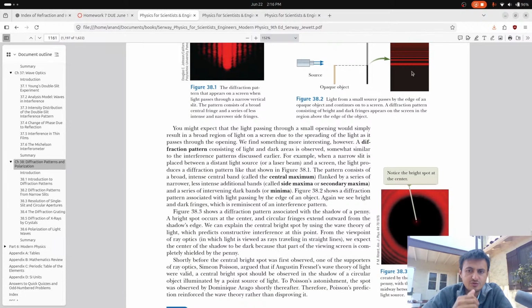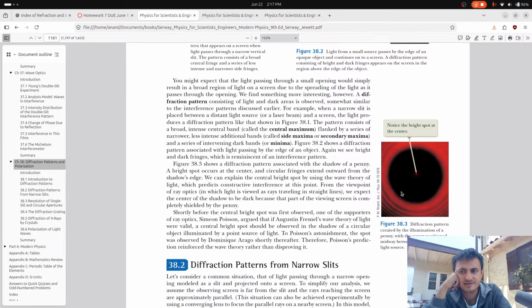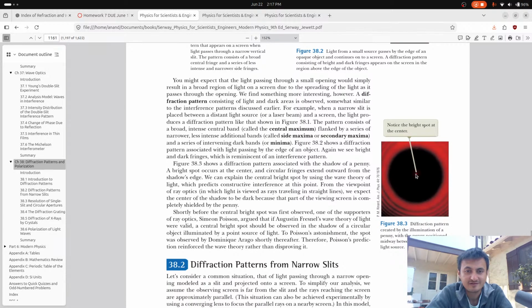Figure 38.2 shows a diffraction pattern associated with light passing by the edge of an object. Again, we see bright and dark fringes, which is reminiscent of an interference pattern. Figure 38.3 shows a diffraction pattern associated with the shadow of a penny. A bright spot occurs at the center. Whoa, that's freaky. I didn't even notice that. And circular fringes extend outward from the shadow's edge.